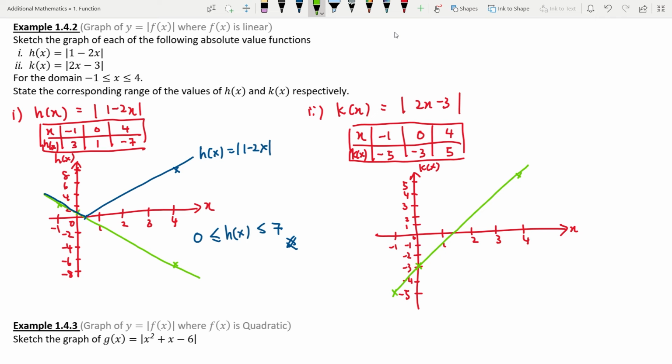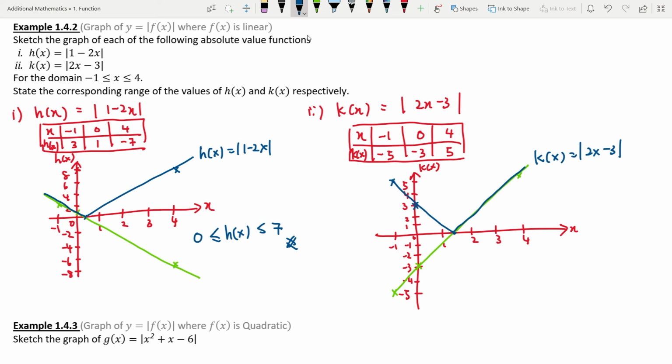And again, since our k(x) is a modulus function, all the negative values should become positive. When x is -1, our k(x) should equal 5. When x equal to 0, our k(x) should be 3, and this will be the point. Let's join all the points together, touching the x-axis. So the blue line will be our graph for k(x) equal to modulus 2x minus 3.